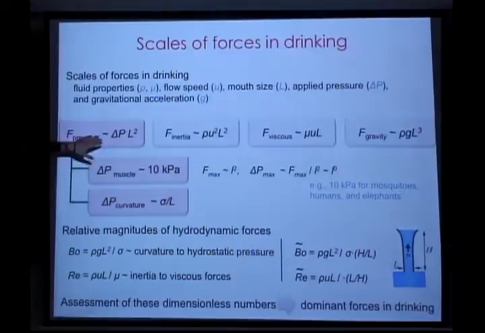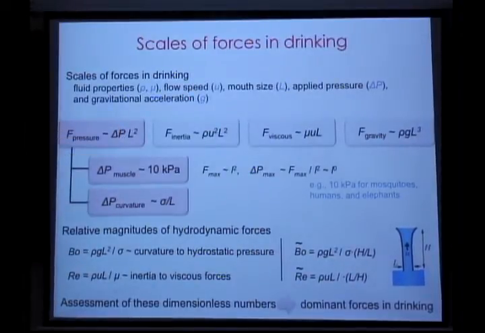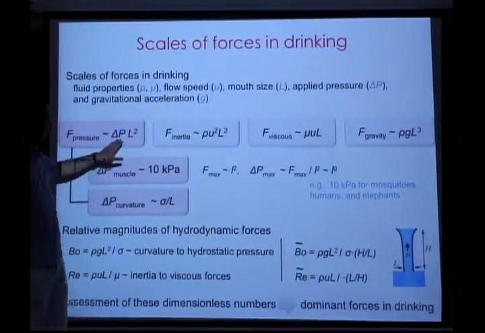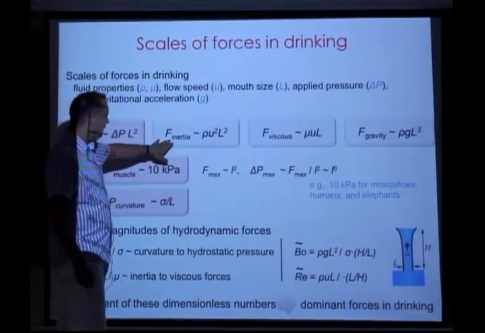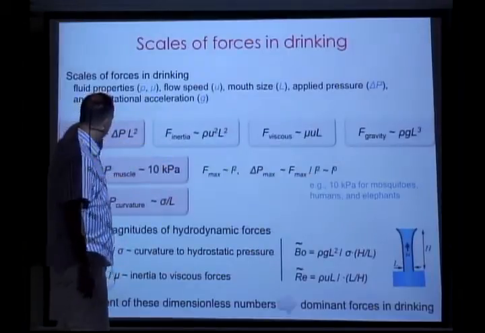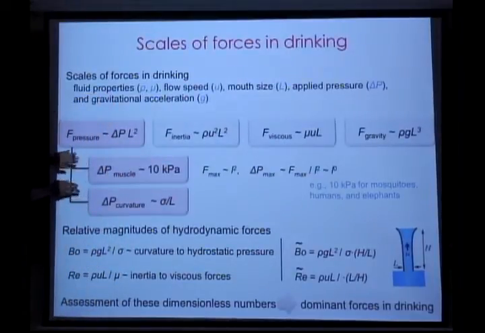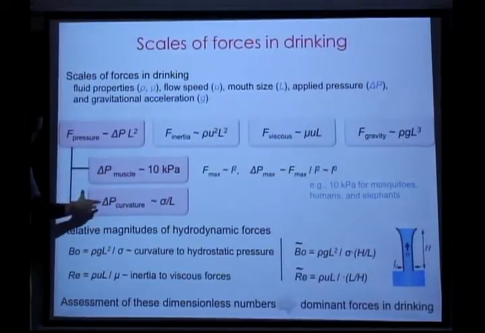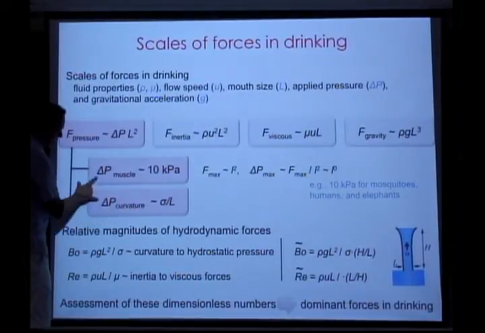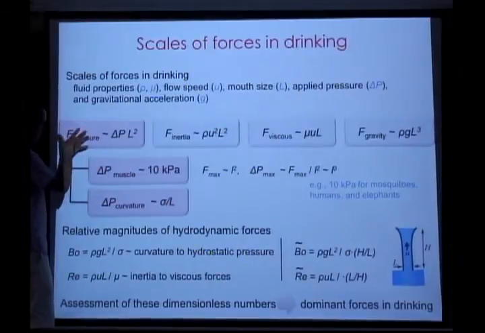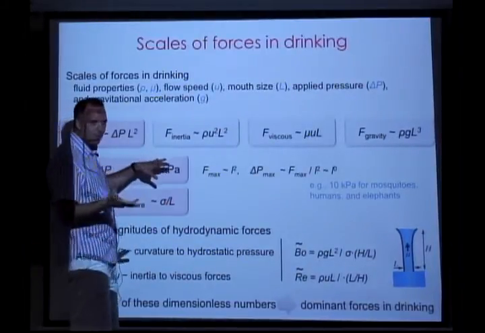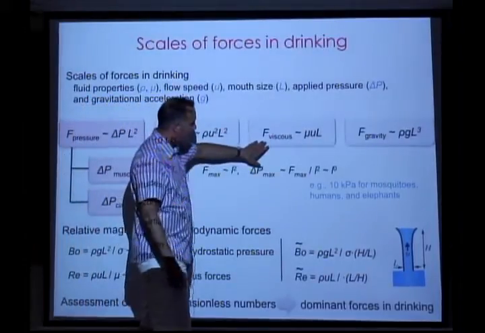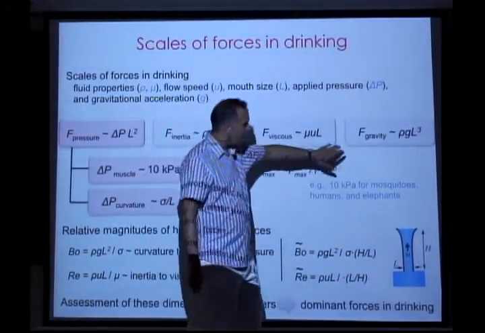So basically, if there's an applied pressure force, delta P, then this is the characteristic force that can be applied. So it's going to depend on the size of the creature. Then the inertial force. So these are forces causing motion. We can have this pressure coming either from muscular pressure or from a curvature pressure, with surface tension as its origins. So these contribute to the driving force. And then the flow is going to be resisted by the fluid inertia, which is going to scale like this, by viscosity, or by gravity.